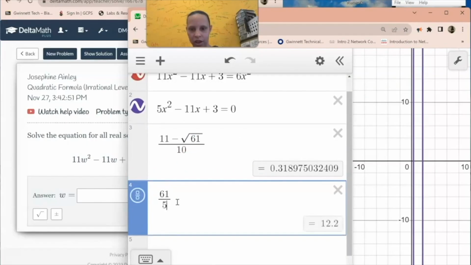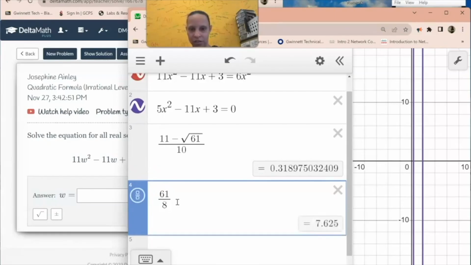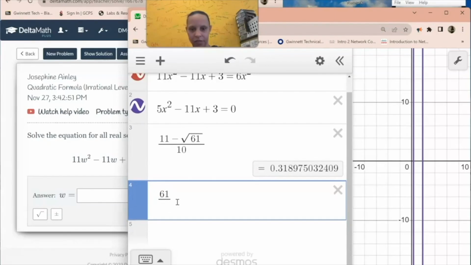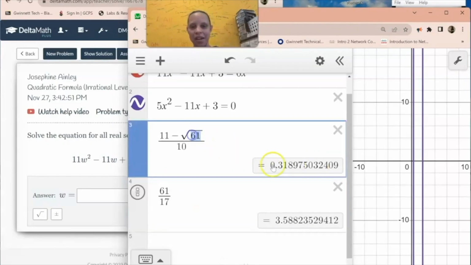4, 5, 6, 7, 8, 9, 10, 11, 12, 13, 14, 15, 16, 17. You should have found the number if you can simplify it. So 61 does not break down into anything.